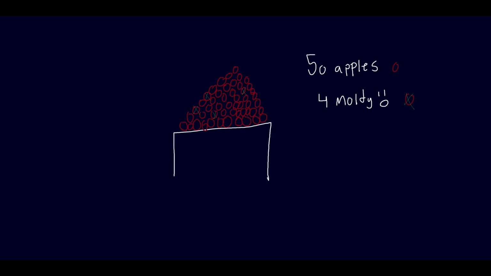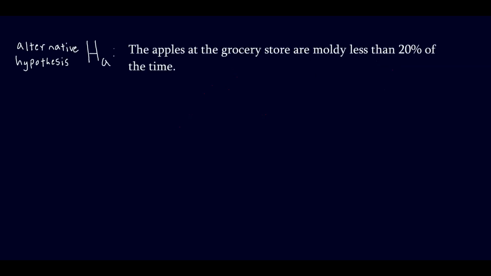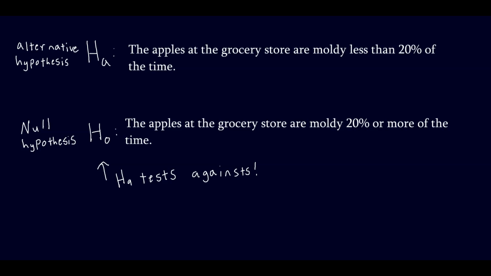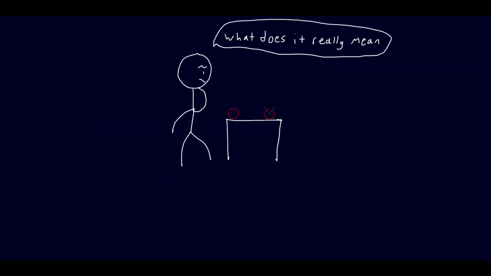How does this help? Your experiment was to find if less than 20% of the fruit was moldy. This is your alternative hypothesis. But what is it the alternative to? Well, it's alternative to the claim that 20% of the time the fruit is moldy, which is the null hypothesis, or basically a hypothesis that you're testing against.